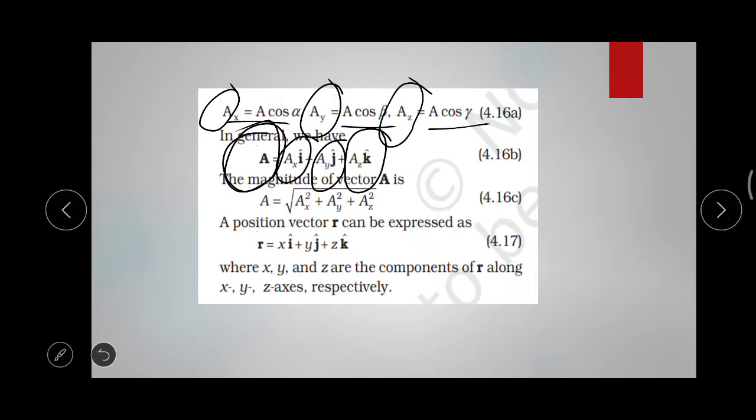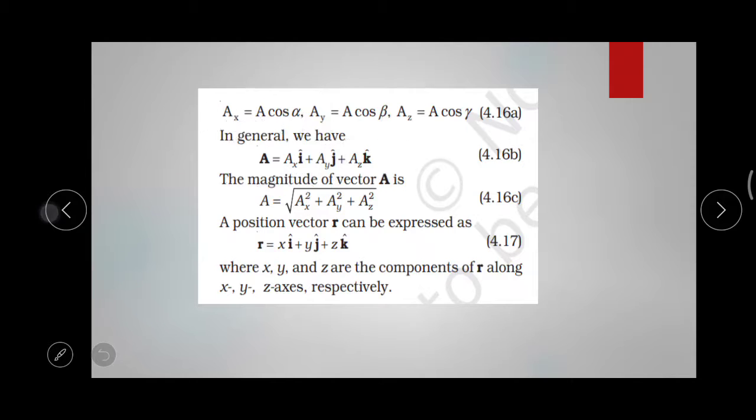Actually, A is the sum of Ax i cap, Ay j cap and Az k cap, because Ax i cap, Ay j cap and Az k cap are the component vectors of vector A. So you have the vector A as Ax i cap plus Ay j cap plus Az k cap.